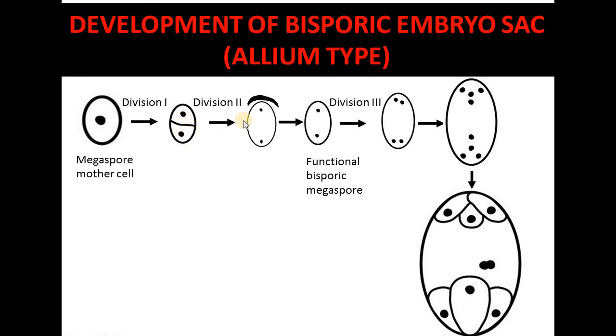Here also only one megaspore is functional, but it is having 2 haploid nuclei that you can see in this diagram. 2 haploid nuclei which are taking part to produce the embryo sac by the mitotic divisions. That's why it is called bisporic, because 2 haploid nuclei are taking part in this process.